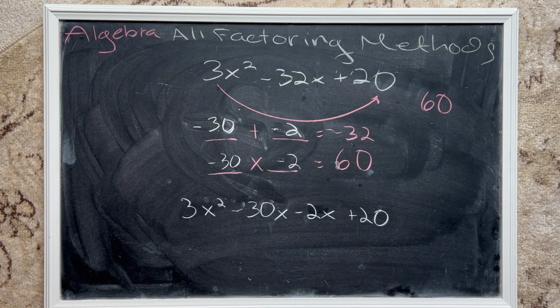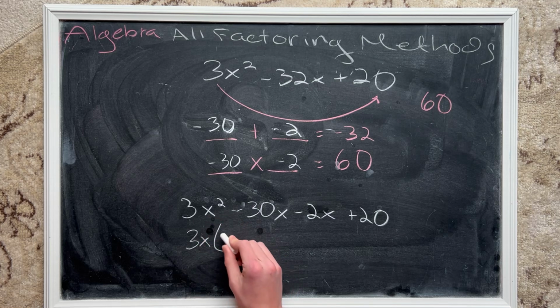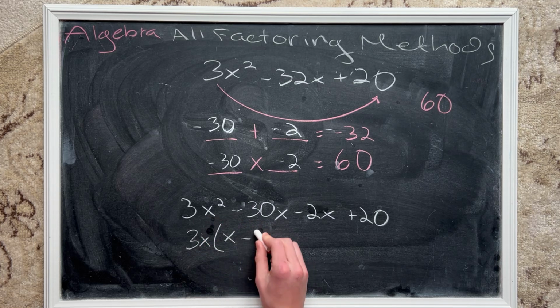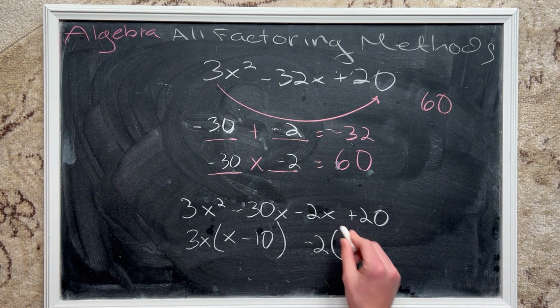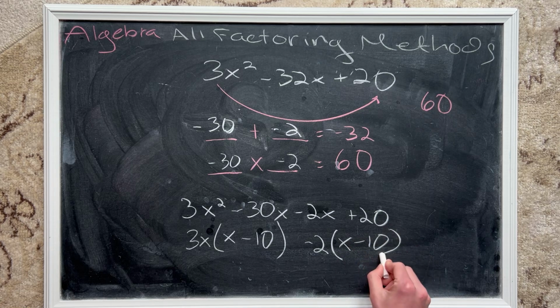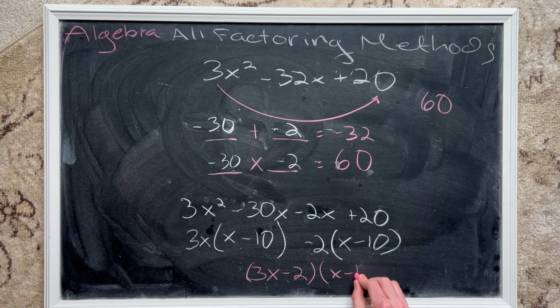So our first group here, 3x squared minus 30x, we have a 3 as our common factor, and then an x for the variables. So leaving us with an x there, and then minus 10. And then we can bring out a -2 here, leaving us again with x minus 10. And then we'll do the same process where we put this term and this term together, multiply that by whatever's on the inside. All right, leaving us with 3x minus 2 and x minus 10.